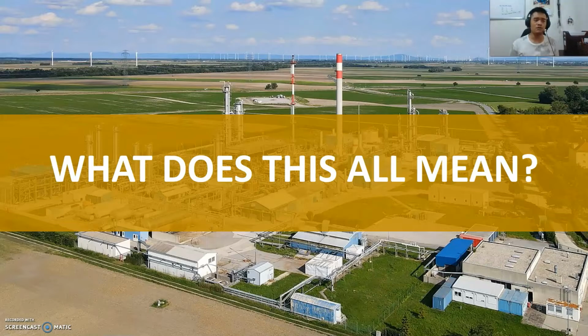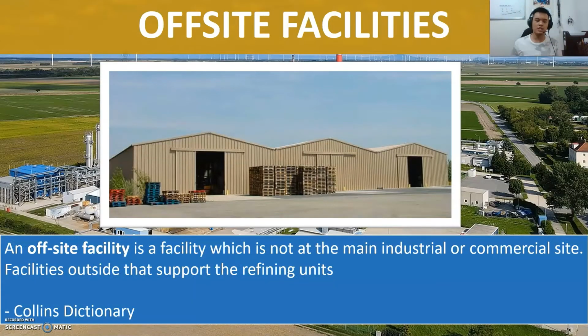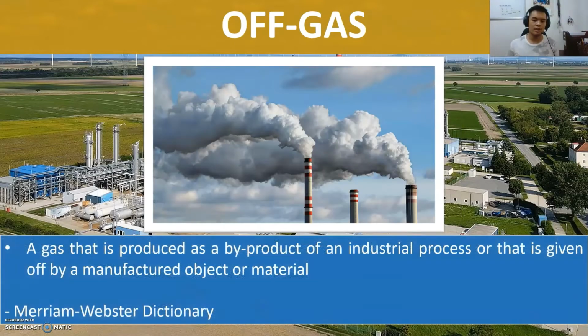What is off-site facilities? What are off-gas treatments, so on and so forth? So let's break it down one by one. Off-site facilities, according to Collins Dictionary, is a facility which is not at the main industrial or commercial site. They are facilities outside that support the refining units. Meaning, in the main refining unit in a certain area, offsite facilities are located away from the main area in order to avoid any possible dangers that the offsite facility may come with it when interacting with the main site facilities.